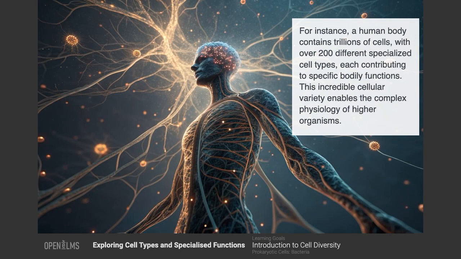For instance, a human body contains trillions of cells, with over 200 different specialized cell types, each contributing to specific bodily functions. This incredible cellular variety enables the complex physiology of higher organisms.